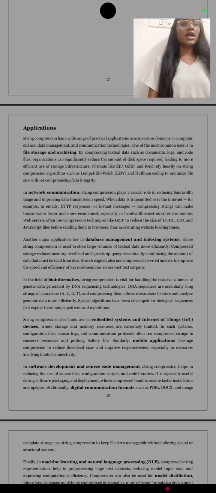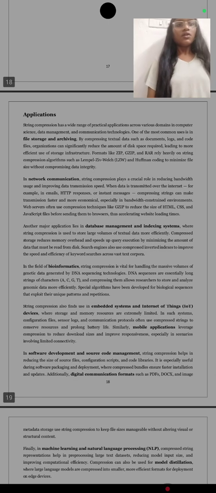Another major application lies in database management and indexing systems, where string compression is used to store large volumes of textual data more efficiently. Compressed storage reduces memory overhead and speeds up query execution by minimizing the amount of data that must be read from disk. Search engines also use compressed inverted indexes to improve the speed and efficiency of keyword search across vast text corpora.